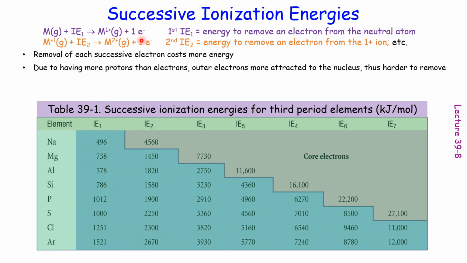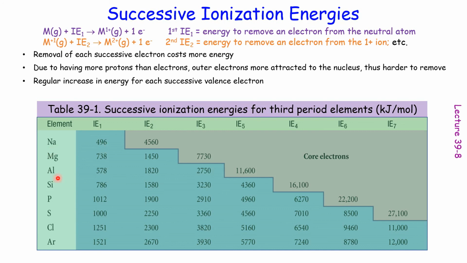After electrons are removed, those ions would have more protons than electrons. Thus, outer electrons are more attracted to the nucleus, which means it becomes harder and harder to remove additional electrons. That's why you see increasing successive ionization energies. We notice regular increases in energy for each successive valence electron.